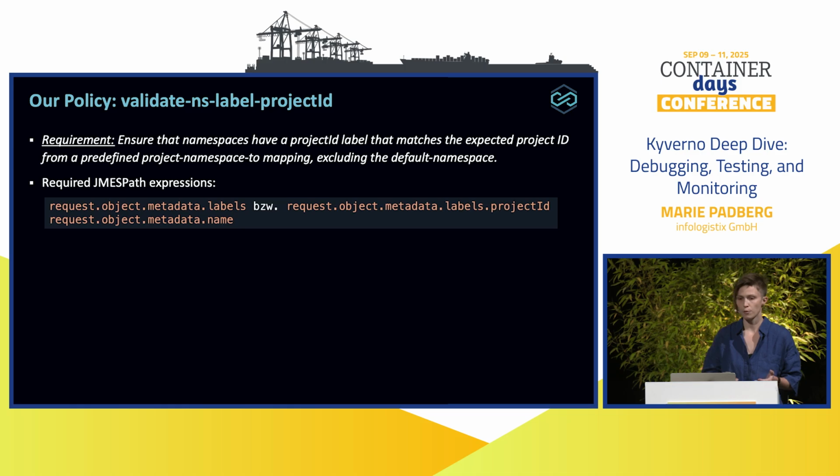So these JMESPath expressions might be the ones that we will need for our policy. We have, of course, the request object, since we refer to the admission review object, and then we want to have the project ID and the name.